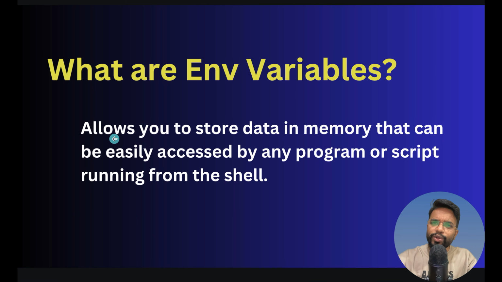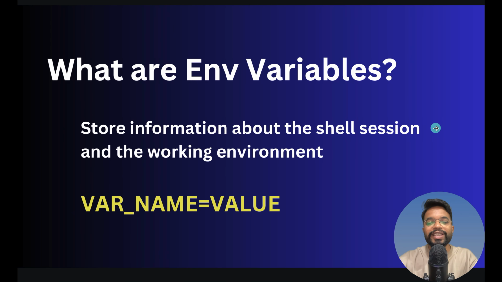It allows you to store data in memory that can be easily accessed by any program or script running from the shell. Let's say your application needs Java to run. Instead of guessing where Java is installed, we can simply set JAVA_HOME as the environment variable. So whenever you run that application, it can look it up from there. It also stores information about the shell session and the working environment.